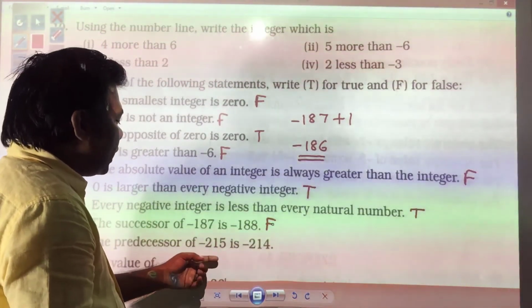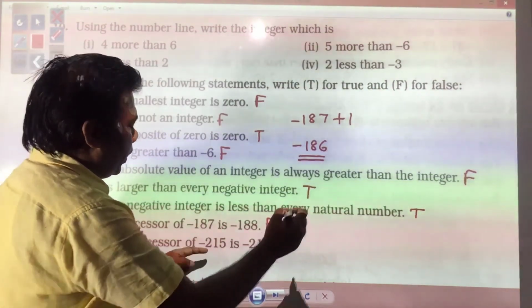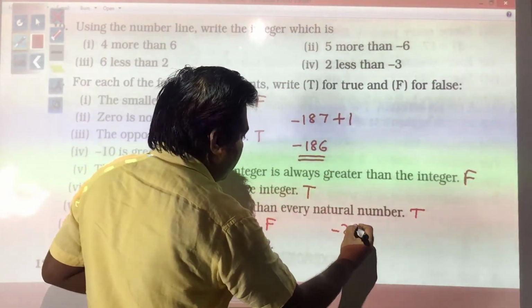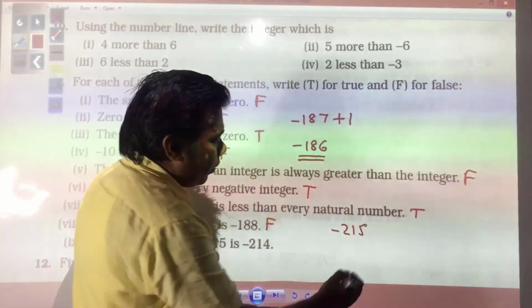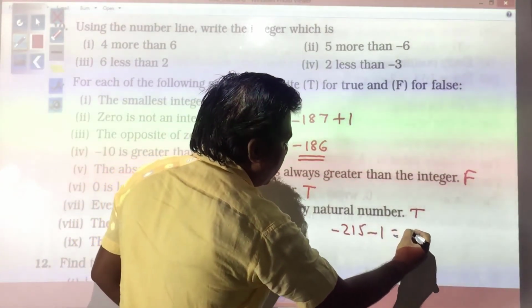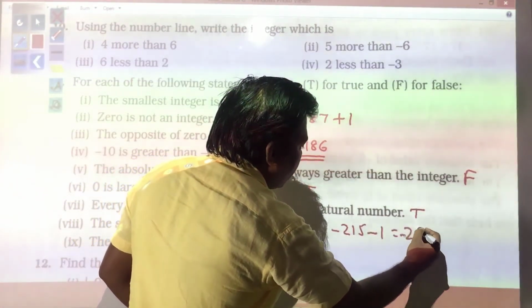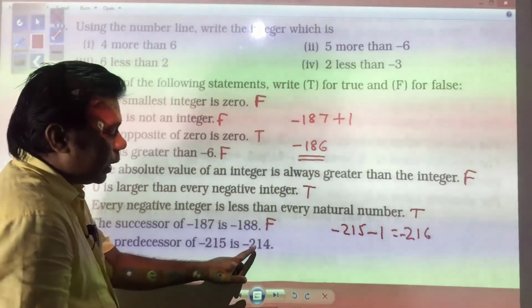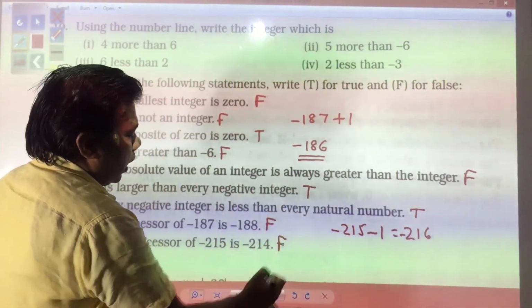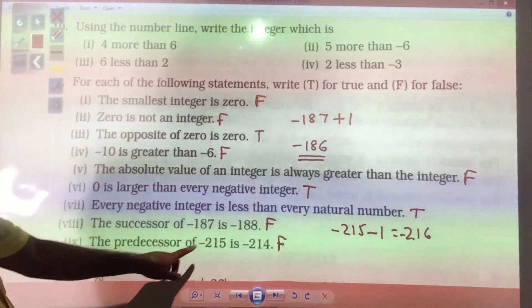The predecessor of -215 is -214. The predecessor means you need to subtract from here. If you are at -215 and you are subtracting 1 from this, you will get -216. So, this is again false, and this is the successor of this number.